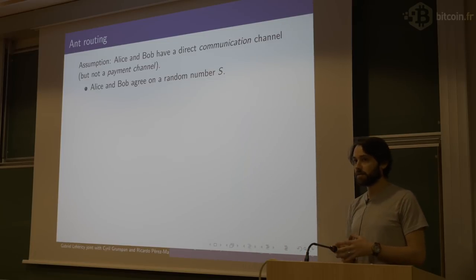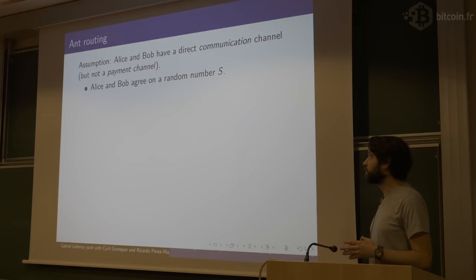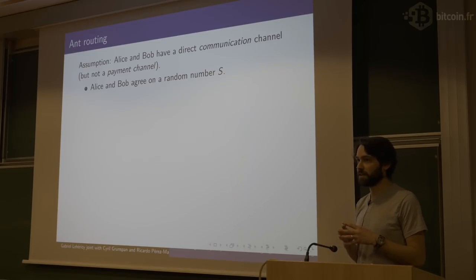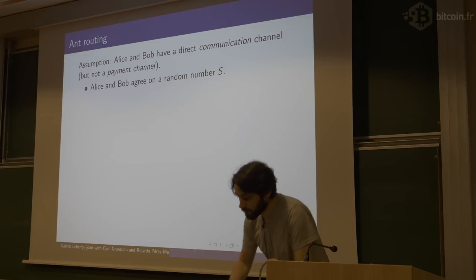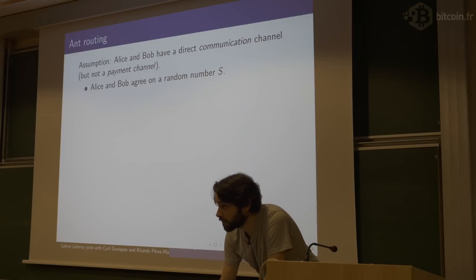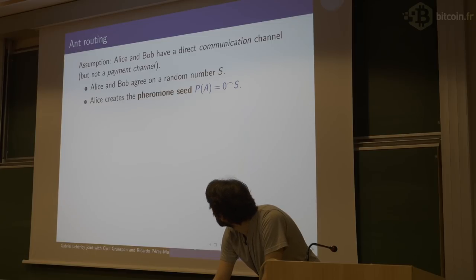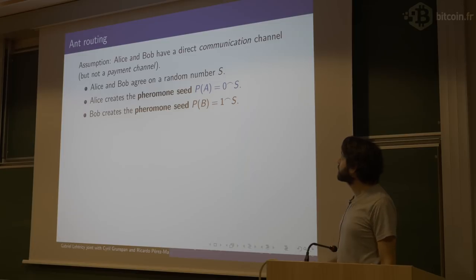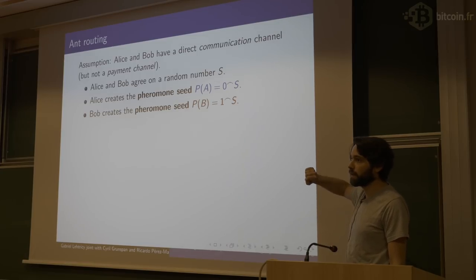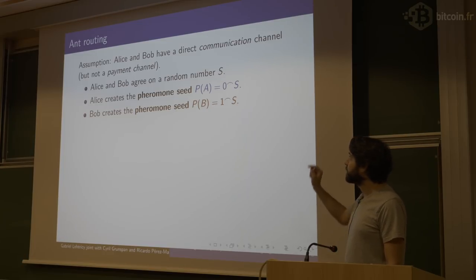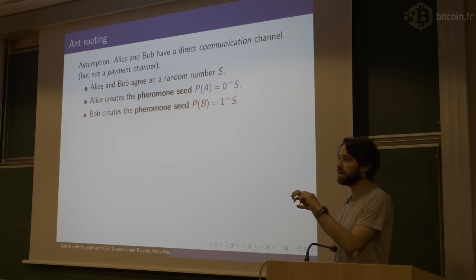Well, we assume that Alice and Bob have a direct communication channel, but of course they don't necessarily have a direct payment channel, because otherwise there is no point in routing. So the way it works is, Alice and Bob agree on some random number. This random number is basically what we call the pheromone. Actually, Alice adds the bit zero to this random number and Bob adds the bit one to this random number. And these are what we call the pheromone seeds. So Alice and Bob have different pheromone seeds, but they only differ by the first bit.